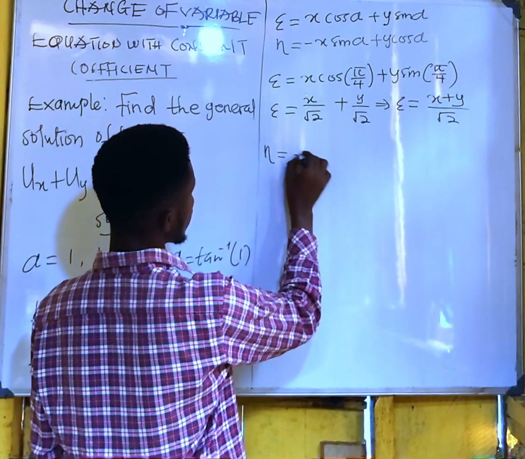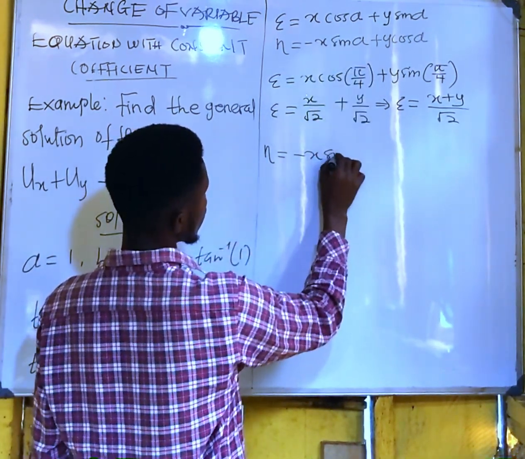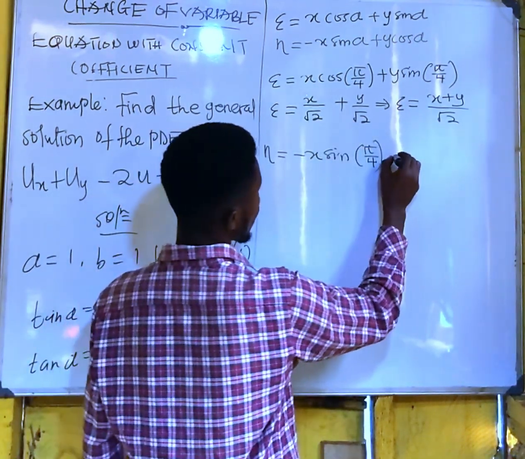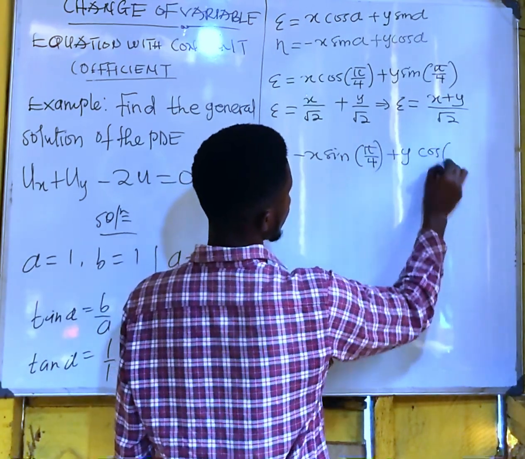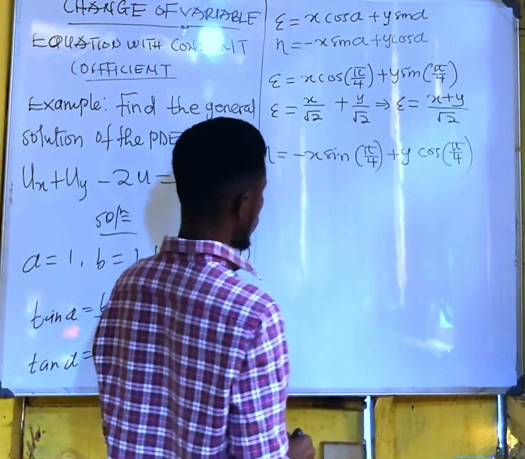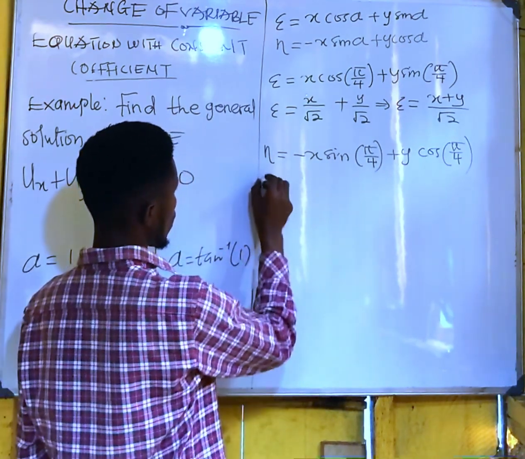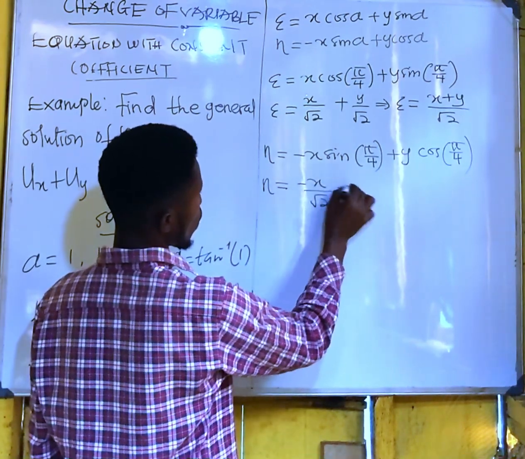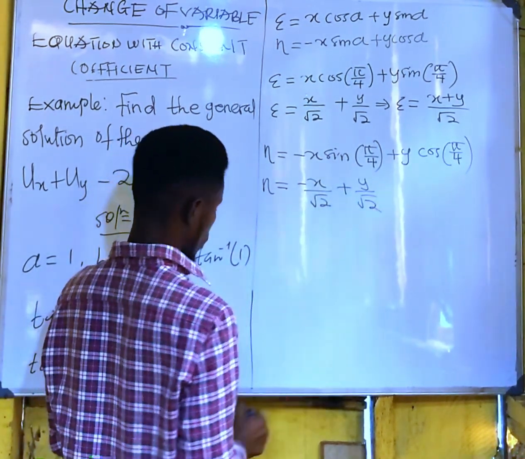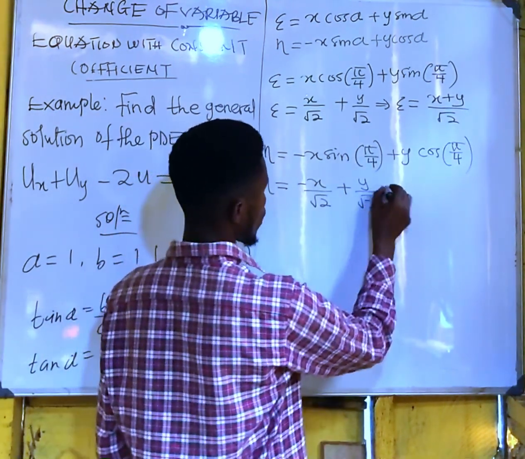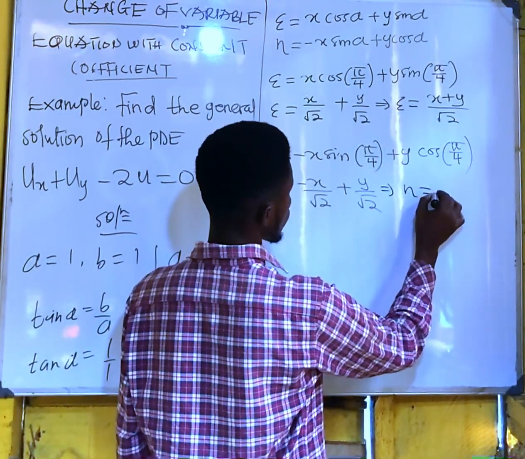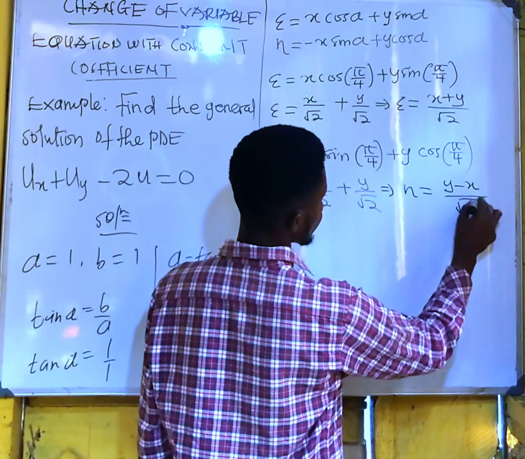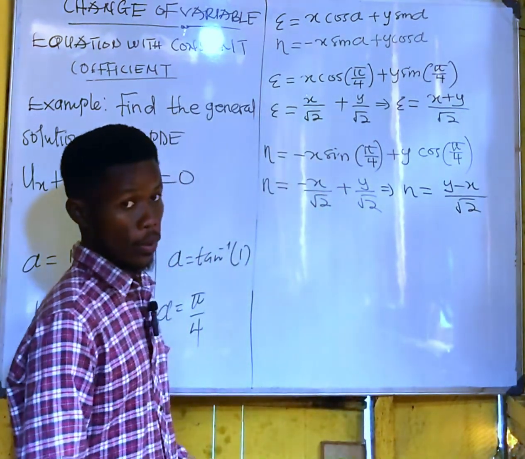Then you also look for the eta. The definition is negative x sine pi on 4 for alpha is pi on 4, plus y cos pi on 4. So in this case, my eta is negative x over root 2 plus y over root 2. And this implies that my eta is equal to y minus x over root 2. Is that okay? So this is what we have now.